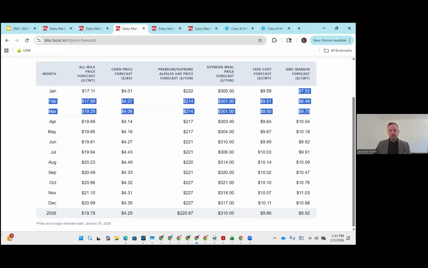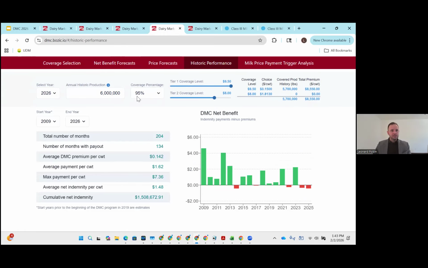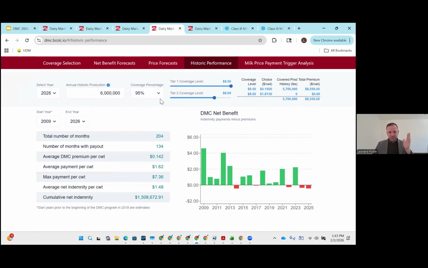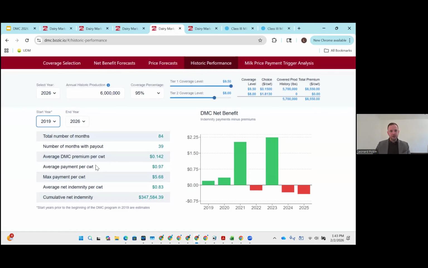But where our indemnities or payments are coming from are these months here that are below that $9.50 per hundredweight. And if you're interested in playing around and seeing what your different selections of coverage level and percent would have been historically, feel free to do so at this table here, this historic performance. If you do that, though, I would encourage you to start in the year 2019, because previous to that the program wasn't in existence, so you get a better idea of what it would have been.